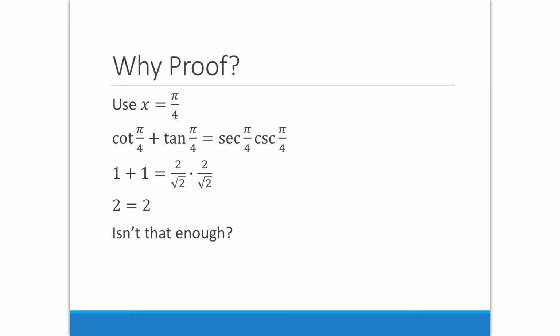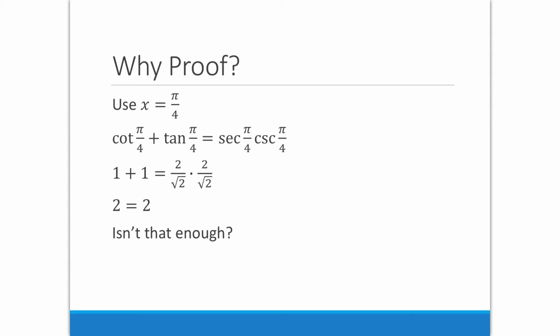Now, we need to ask the question of why should we prove something. For example, couldn't we just do the following? Let's take x equal to pi by 4 and look at our trig identity. Well, cotan of pi by 4 is 1, tan of pi by 4 is 1, 1 plus 1 is 2. Secant of pi by 4 will be 1 over cosine, so instead of root 2 over 2, it'll be 2 over root 2. And then cosecant, again, will be 2 over root 2. 2 times 2 is 4, and root 2 times root 2 is 2. So this gives us 4 over 2, which is just 2.